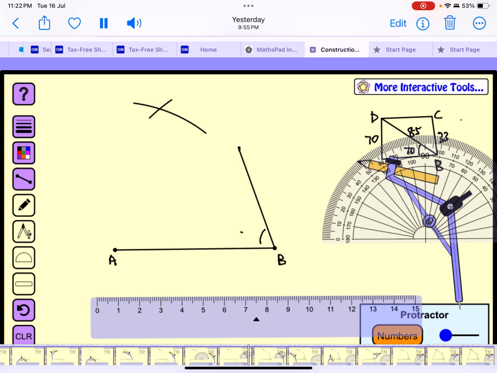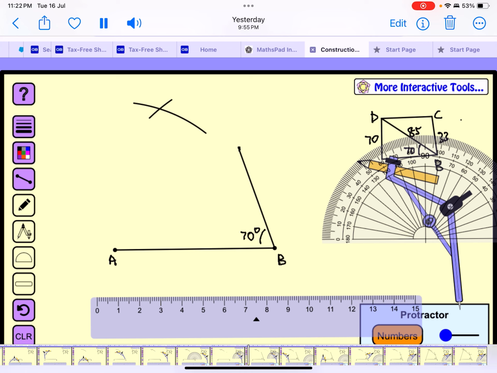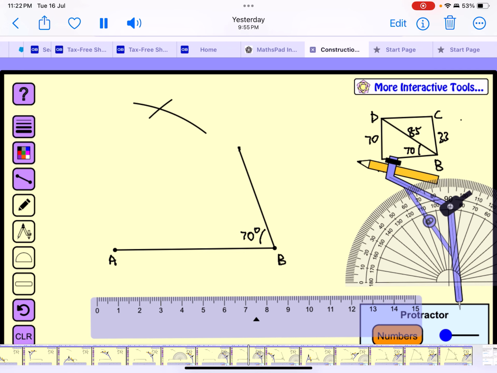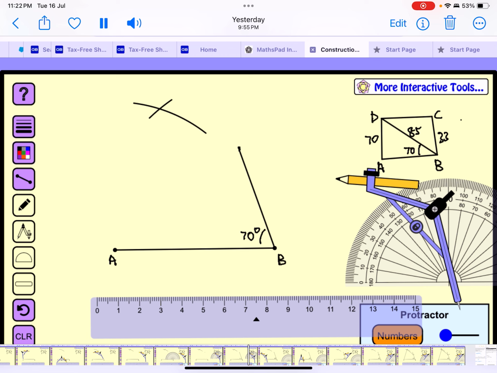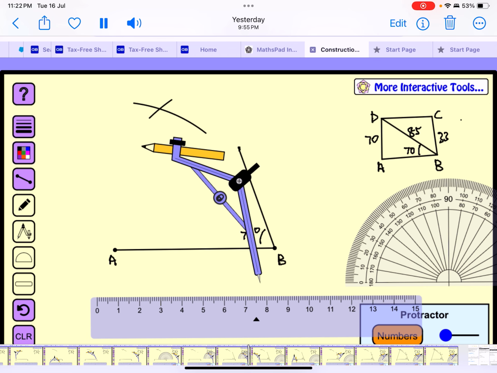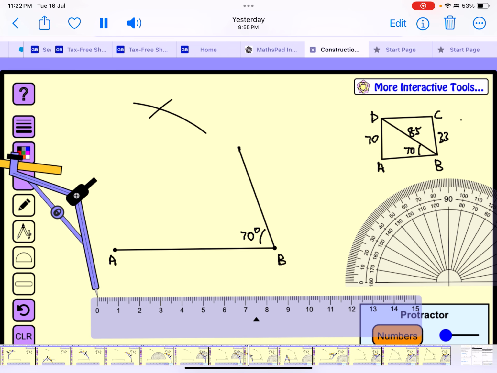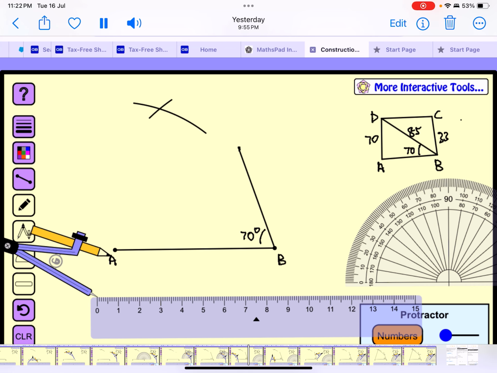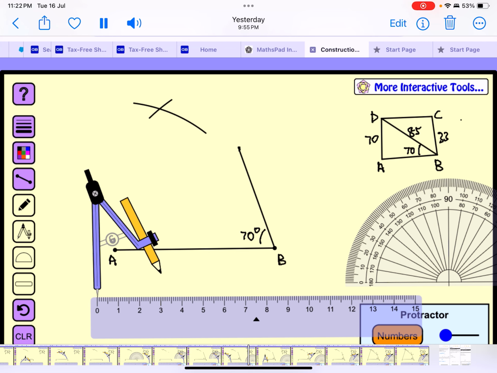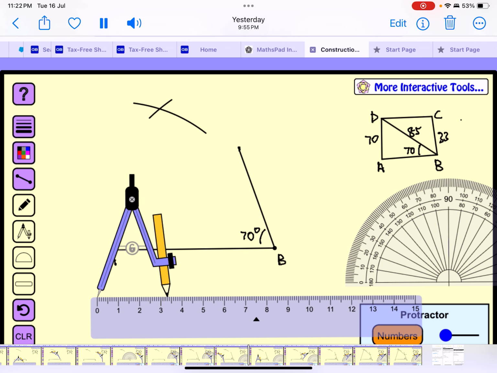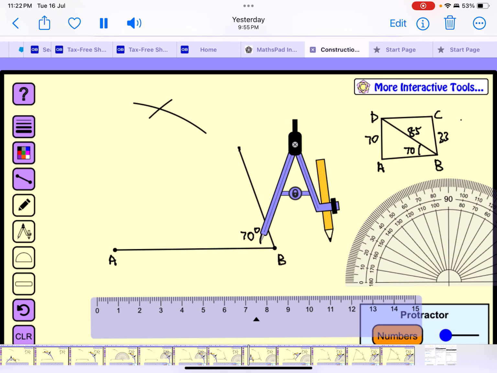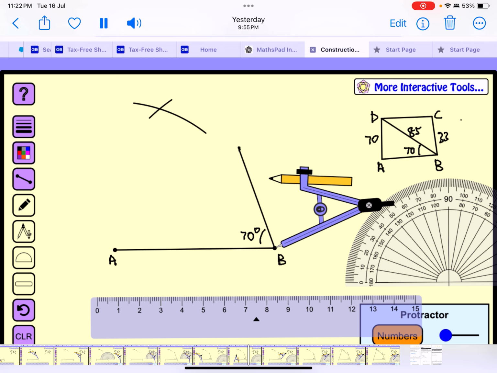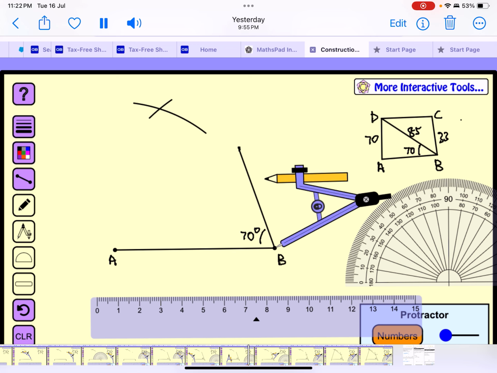So the angle here is 70. Next, I want the side BC to be 3.3. So again, I take my compass and mark a side of 3.3. Bring it over to B and draw an arc of 3.3.